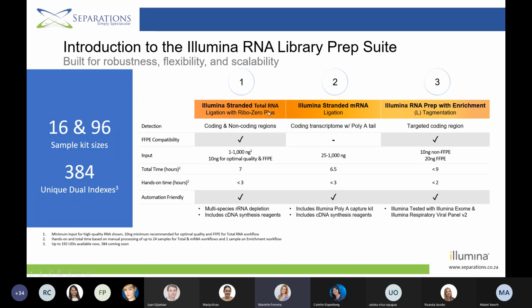The stranded total RNA kit is compatible with FFPE as well as our enrichment kits. Your input for the stranded one is really low, anything from 1 to 1,000 nanograms, except if it's FFPE, where we would say you need at least 10 nanogram. And if you look at the hours, your hands-on time is anything from 2 to 3 hours, which is really little.